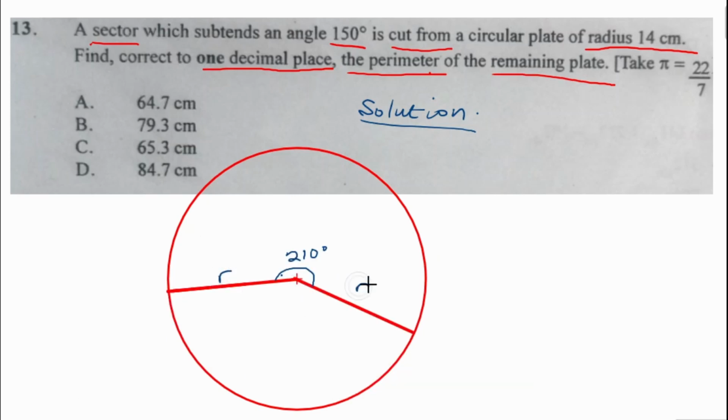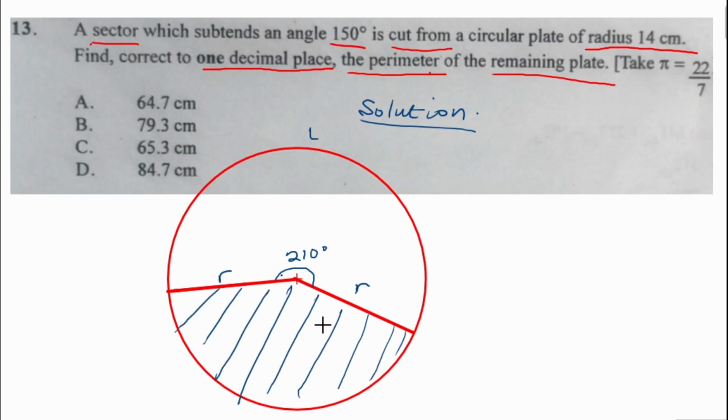Alright, so this is the sketch of my circle or circular plate, and I've decided to show the angle of the remaining plate instead of showing where it has been cut off. So this side has been cut off, and you know a complete circle is 360 degrees. So if 150 degrees has been cut from it, then the part left will be 210 degrees.